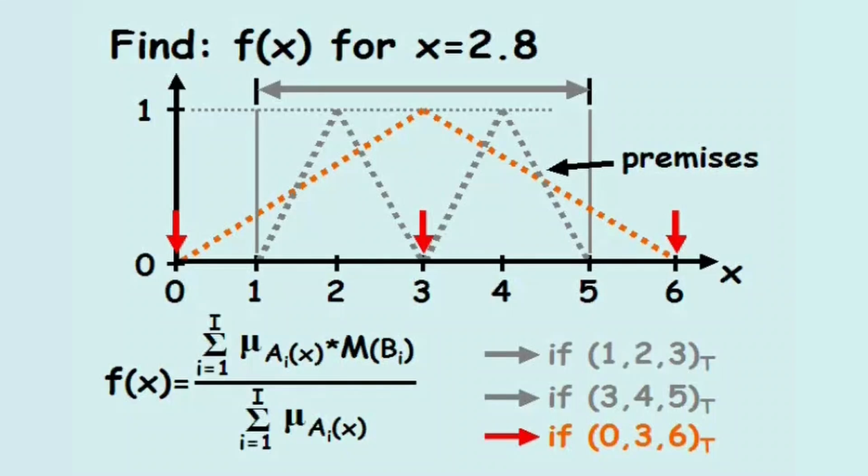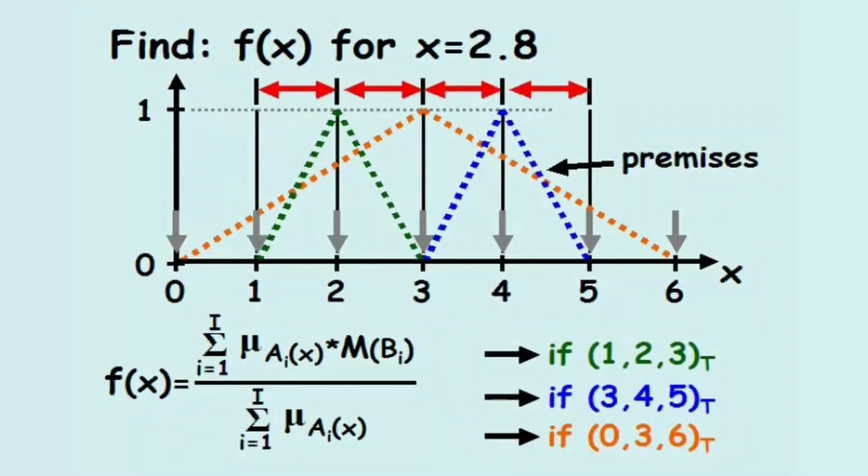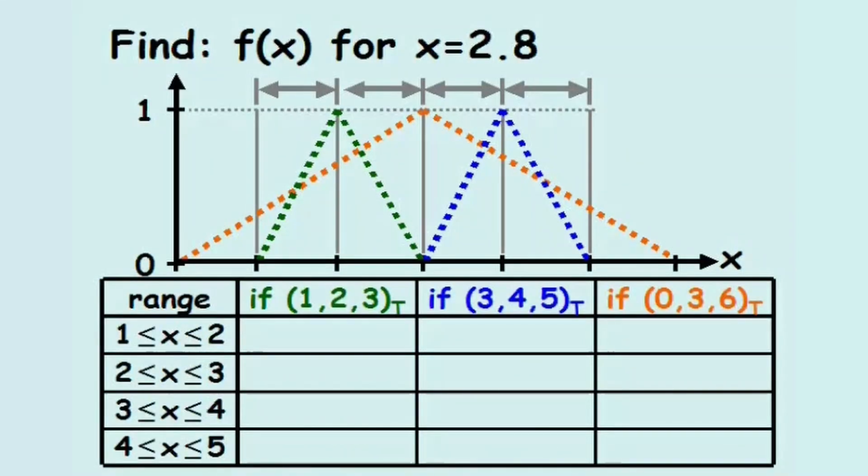When combining these slope changes, we'll evaluate f of x for x ranging from 1 to 2, 2 to 3, 3 to 4, and 4 to 5. To aid in this calculation, it is convenient to define the fuzzy degree of fulfillment for each non-degenerate range of x values for each rule I.